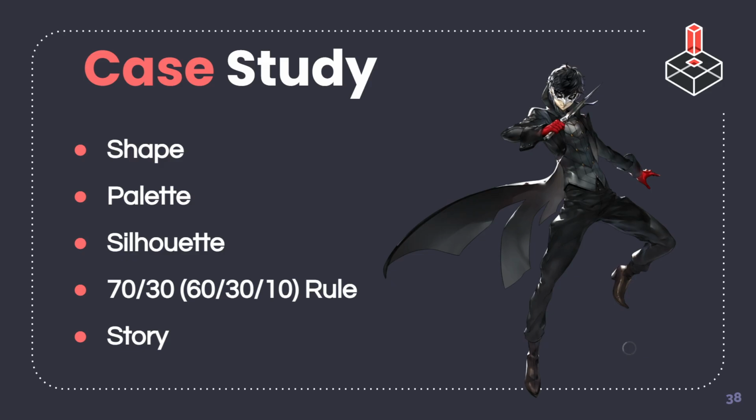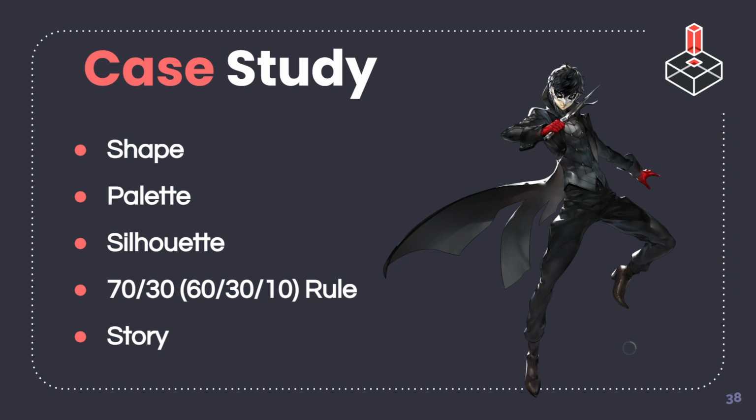Case study, Joker from Persona. So for shape, he's super sharp. We've got a sharp tailcoat, sharp collar, sharp dagger, because he's a thief and he's supposed to look like a thief, and he's a criminal. Palette, you've got dominating black and gray, and I think even less than 10% maybe with the red just on his hands because he's stealing things. That's again telling a story there.